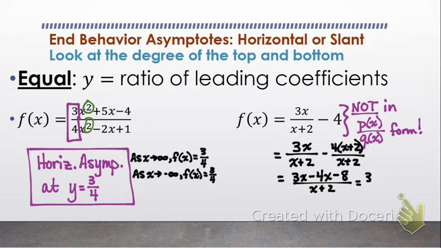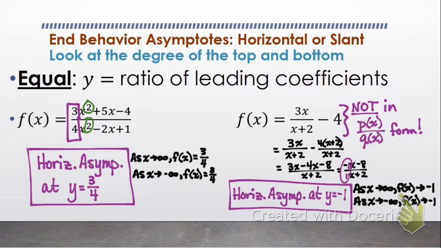Sorry, that'd be negative x minus 8 over x plus 2, and now I can compare those leading coefficients. Positive 1 divided by negative 1, so now I see where my horizontal asymptote is. So my horizontal asymptote is at y equals negative 1. So both to the left and to the right, as x approaches infinity or x approaches negative infinity, my function f of x is going to be approaching negative 1.